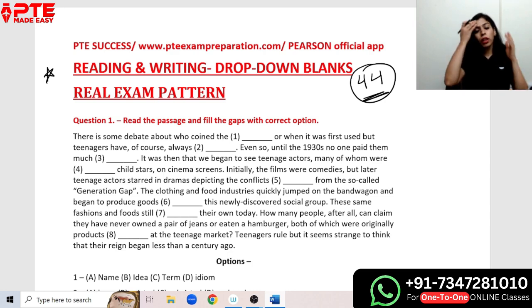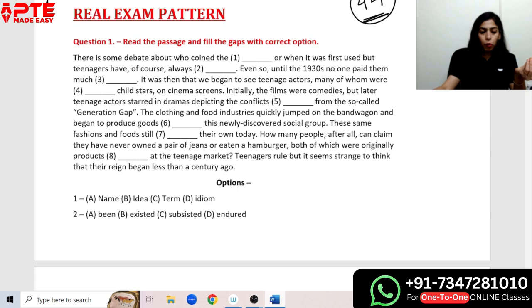Now, when we are talking about reading and writing drop down blanks, this is one of the questions which is of real exam pattern, and you will get to know how.